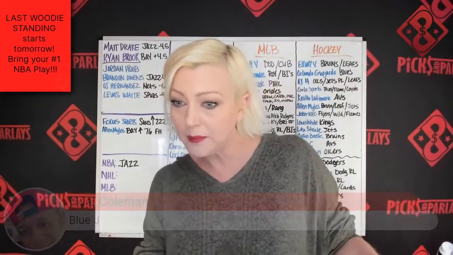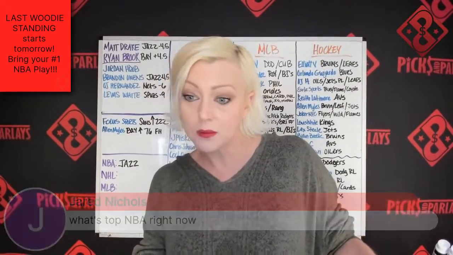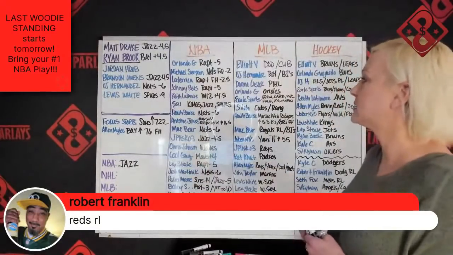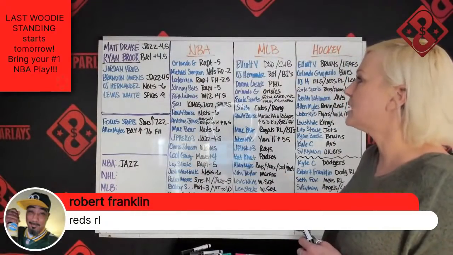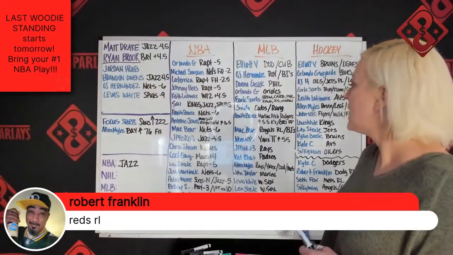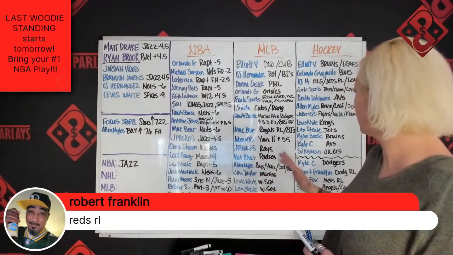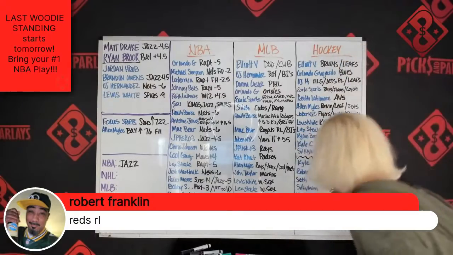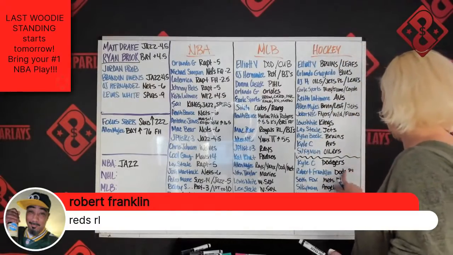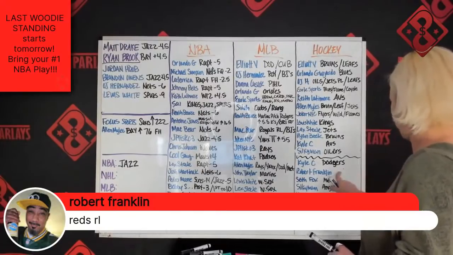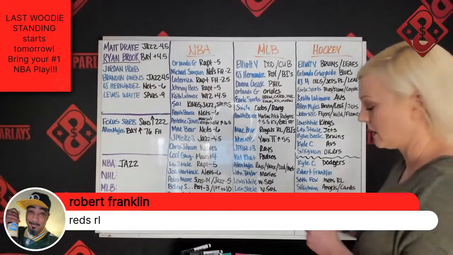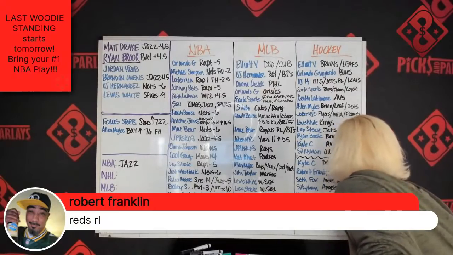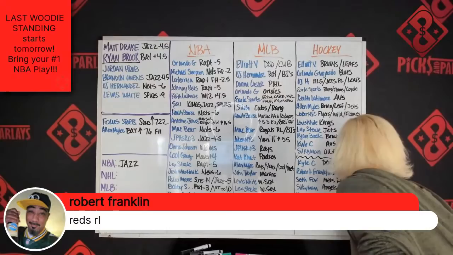What's the top NBA right now? Robert's going to go with the Reds on the run line. Top NBA right now, I'm liking the Jazz. If Harden plays for the Nets, I might be liking those Nets too. I'm trying to pick 2 of each for each sport. And then Robert, Dodgers run line. Okay, so Dodgers and Reds run line.